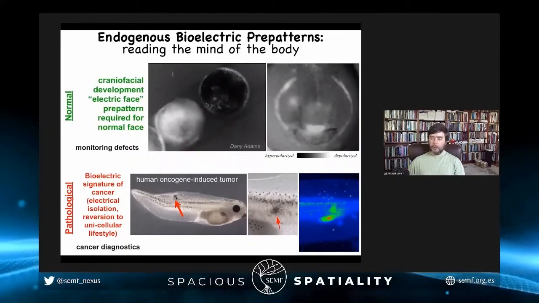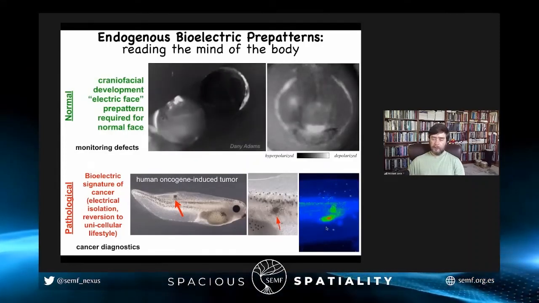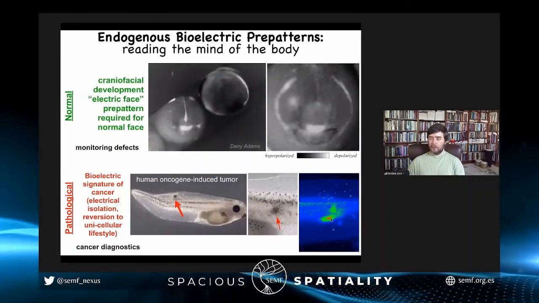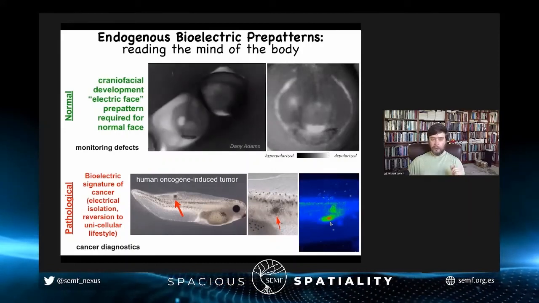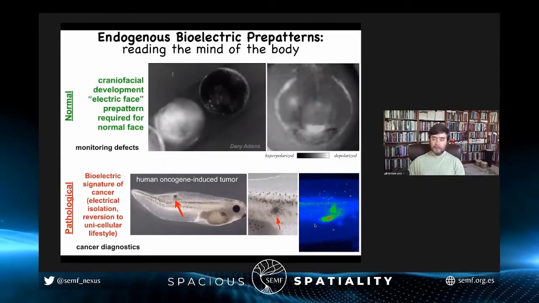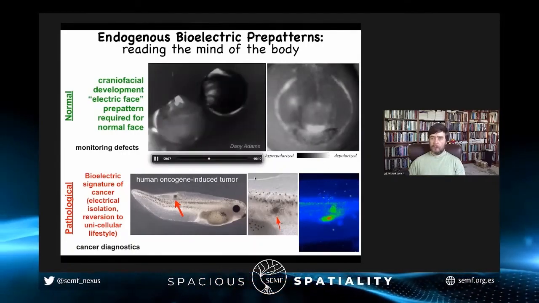We've put in a human oncogene. These cells will make a tumor, but even before the tumor becomes apparent, you can already see this aberrant bioelectrical signature of these cells basically disconnecting from the rest of the tissue and going to their unicellular ancient behavior mode, where the rest of the body is just environment as far as they're concerned. So one set of tools is to track these bioelectrical changes.